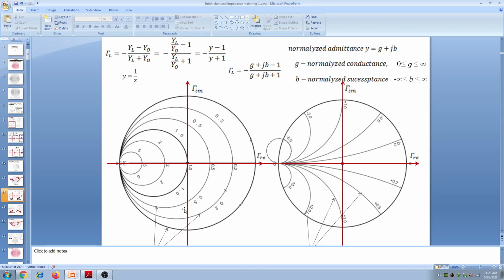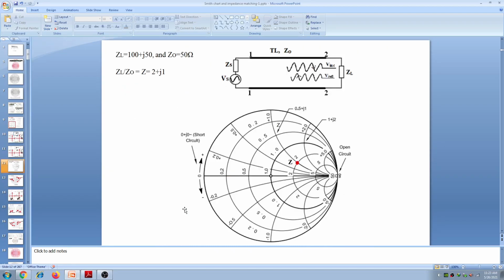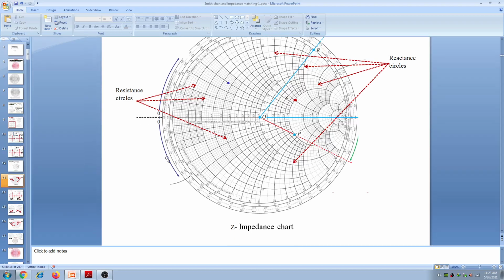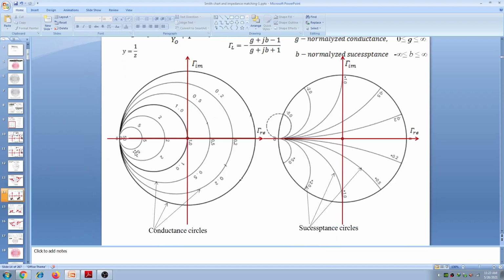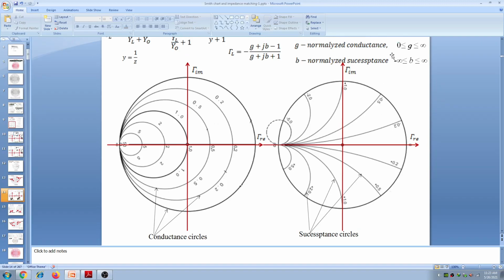These are opposite to the resistance circles. Actually, you see, resistance circles are like this. But conductance circles are like this. All conductance circles will be like this. See, here is a conductance circle. There are an infinite number of conductance circles.